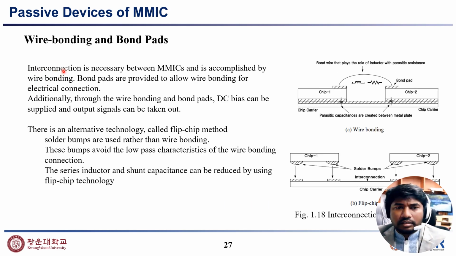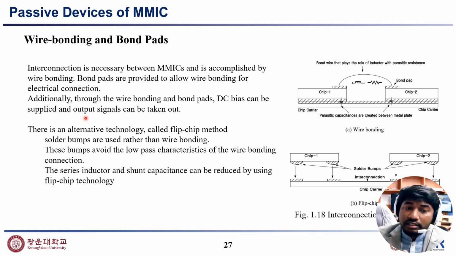And the last topic is wire bonding and bond pads. So what is this? Interconnection is necessary between MMICs and is accomplished by wire bonding, right? Bond pads are provided to allow wire bonding for electrical connection. Through the wire bonding and bond pad, DC bias can be supplied and the output signal can be taken out, right? There is an alternative technology that is called the flip-chip method.